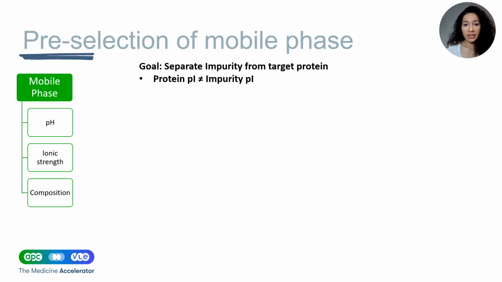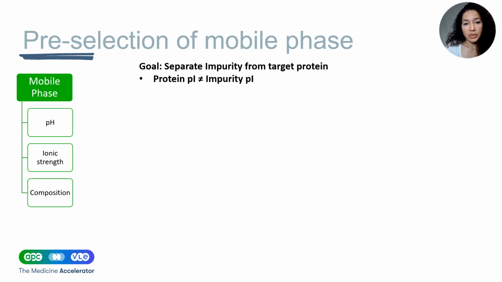Regarding the mobile phase, we can have hundreds of possibilities, different pHs, conductivities, composition. So how to define what is the right mobile phase? Well, first, we need to keep in mind that the goal of the chromatography is to separate the impurities from the protein of interest.